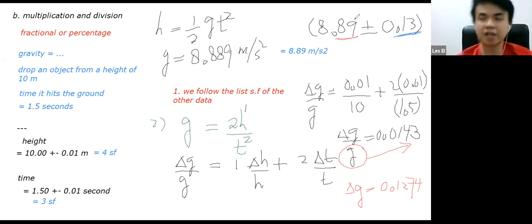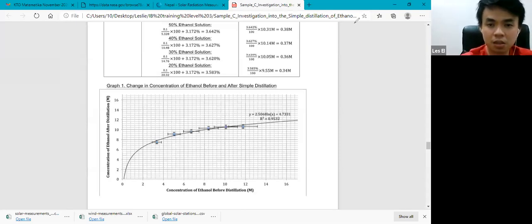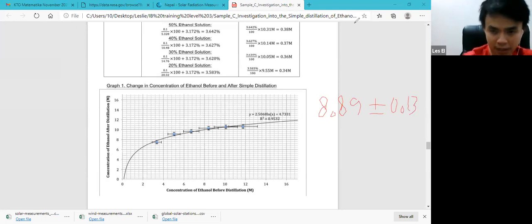Okay, if I don't want to learn this, what is the use of learning uncertainty? So we go back to the plot just now. You see the students draw an error bar. So when you have an answer of 8.89 plus minus 0.13, it means if you have an error bar, the width of your error bar is 0.13.